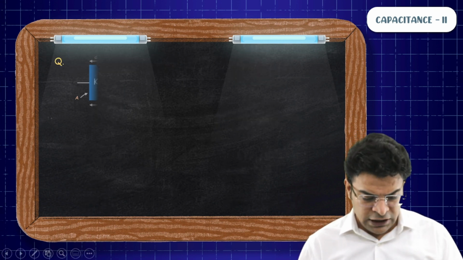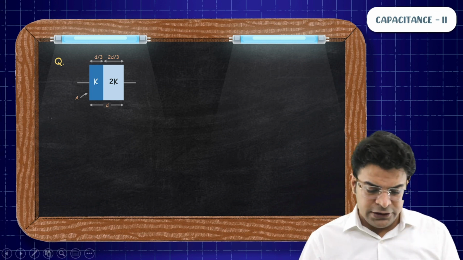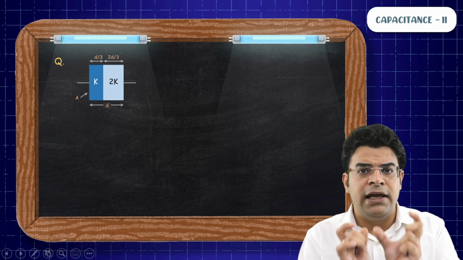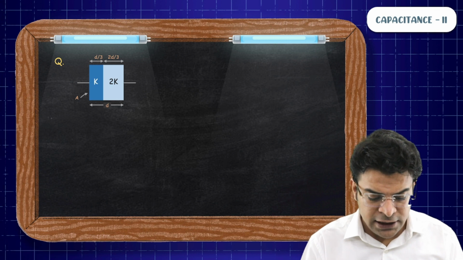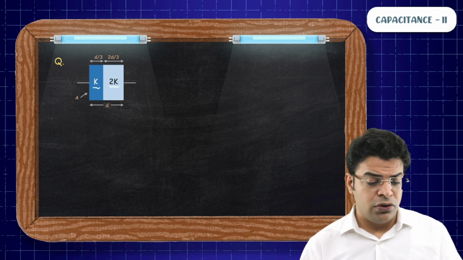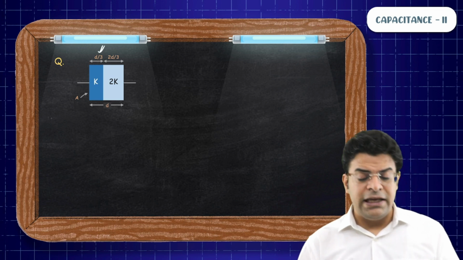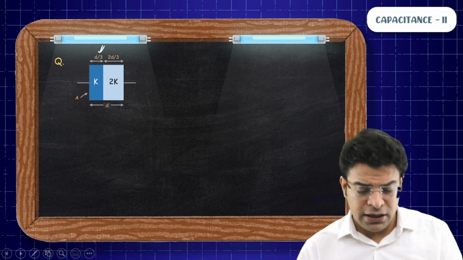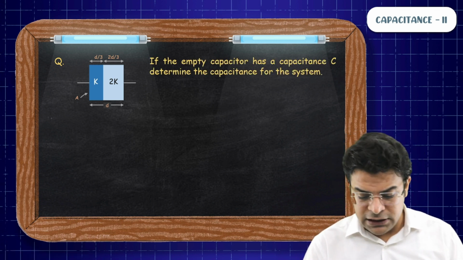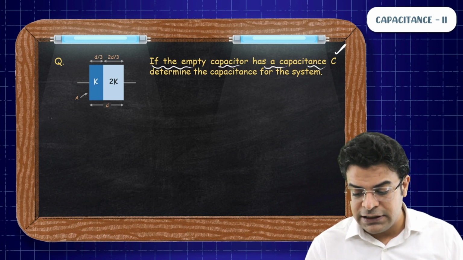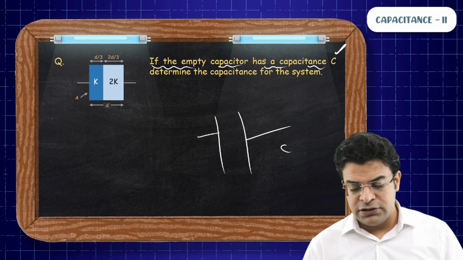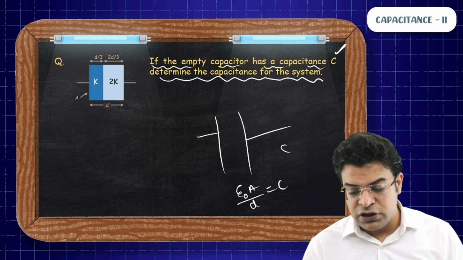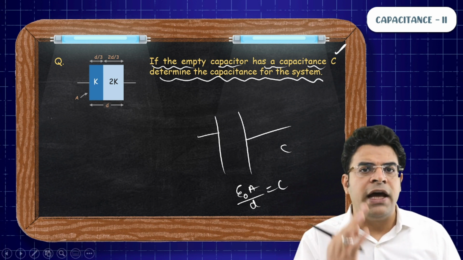So let's move on to practicing some questions based on these two concepts. The first question goes like this: here you have got two plates, and between the two plates you have completely filled up the space with two dielectric slabs. The first slab has dielectric constant K, the second one has dielectric constant 2K. The first slab has thickness D by 3, one third of the separation between the plates, and the second dielectric has a thickness 2D by 3. The question is, if the empty capacitor has a capacitance C, meaning epsilon naught A by D equals C, determine the capacitance for the system after insertion of the two dielectric mediums.